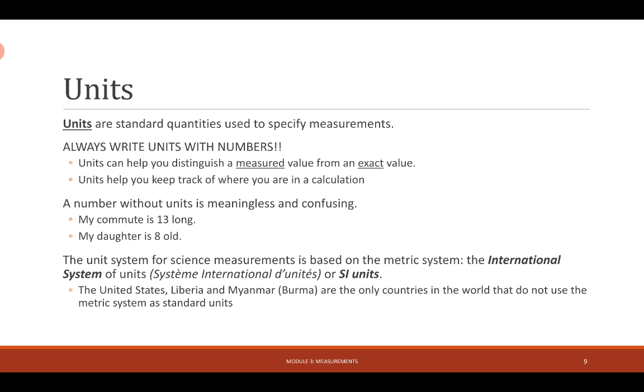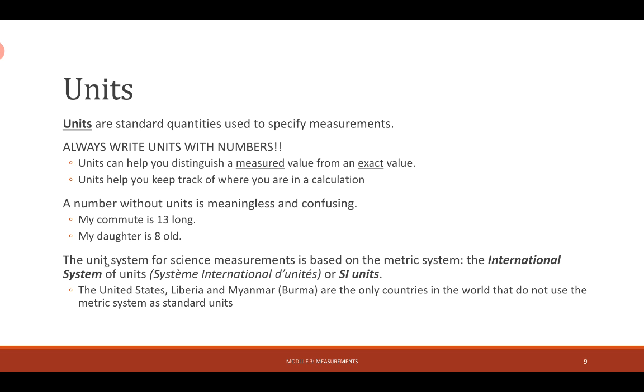So, for example, if I say my commute is 13 long, does that mean my commute is 13 miles long, 13 minutes long? What does it mean? If I say my daughter is 8 old, you can probably guess that means 8 years old, but how would you really know if it was 8 months old or 8 weeks old? You need to have units on those measured values.